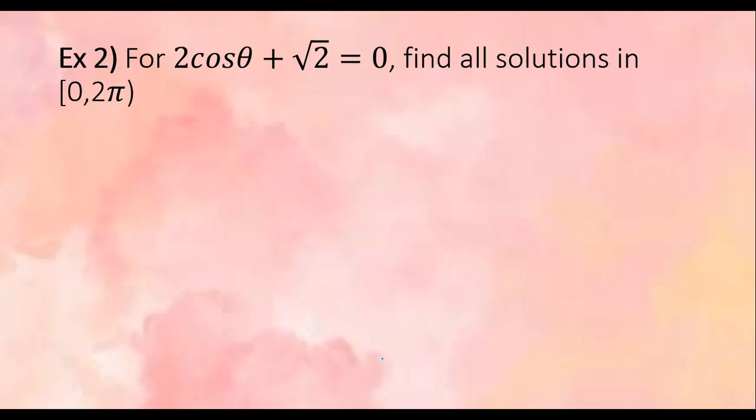Okay, so for 2 cosine theta plus radical 2 is equal to 0, find all of the solutions in the interval 0 to 2 pi. So as we move on through each example, the equations are going to get progressively more difficult. But I think still you guys will realize, or I hope you realize, how much problem solving capabilities you have here.